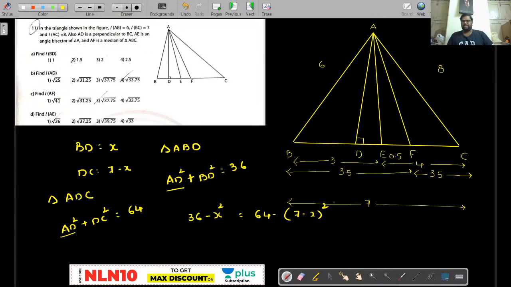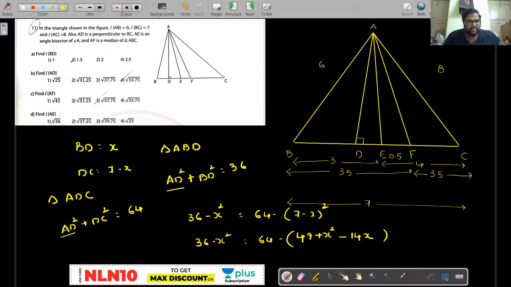Now, can you simplify this? I think this is easy. (7 minus x) whole square is 49 plus x square minus 14x. Now, solve this. What will be your x value? That x value is nothing but your BD value. Am I right or wrong? That is what the question asked.